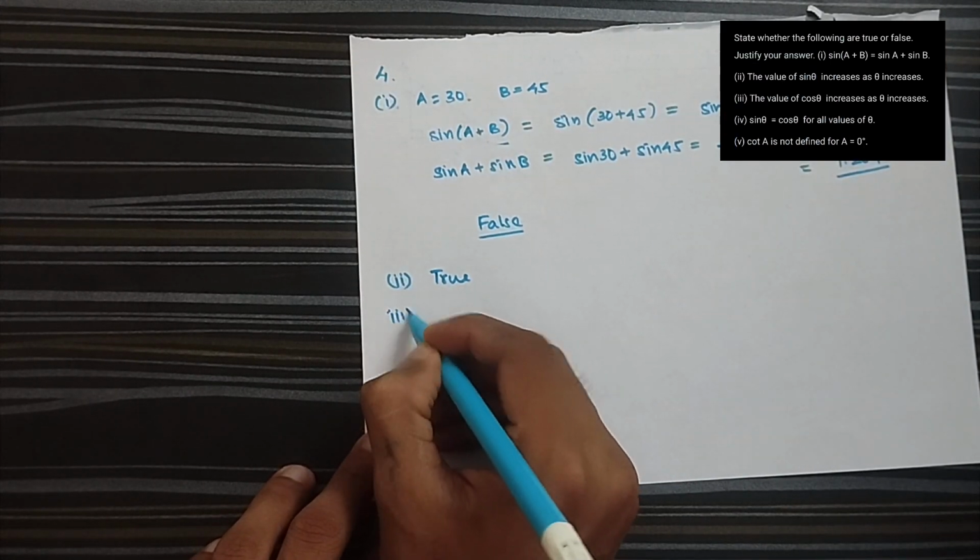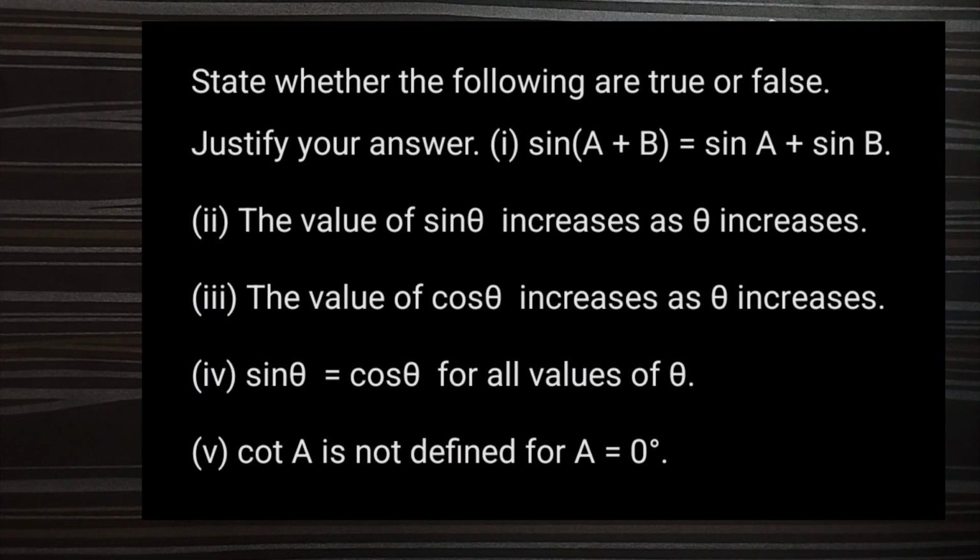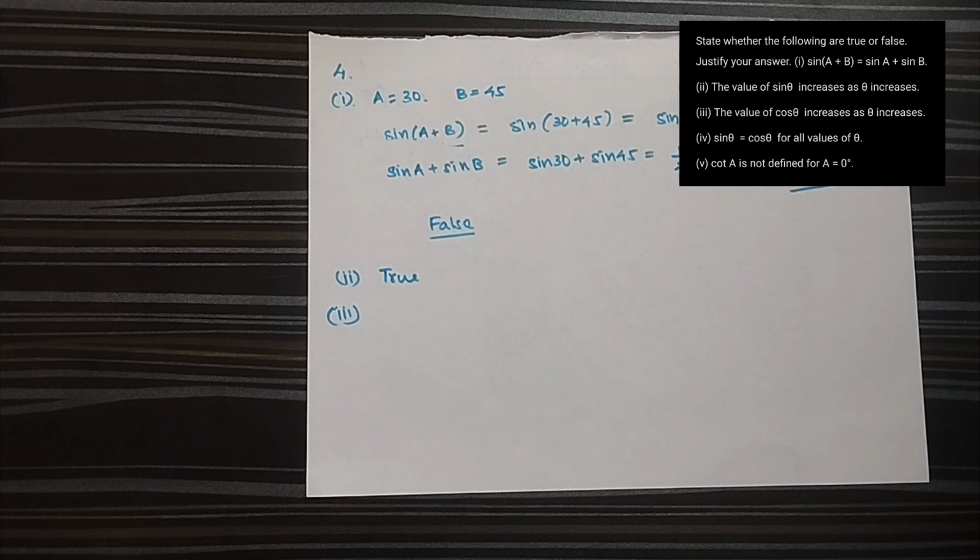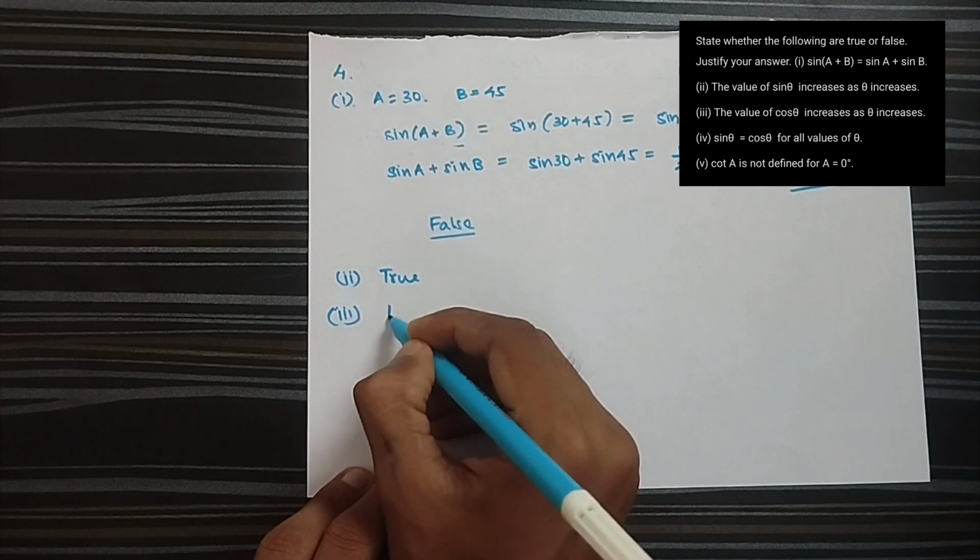And in the third question, it's for cos. The value of cos theta increases as theta increases. That is false, because cos theta decreases as the angle of theta increases. Cos 90 is 0 and cos 0 is 1. So the highest value is for the lowest angle for cos. So this is a false statement.